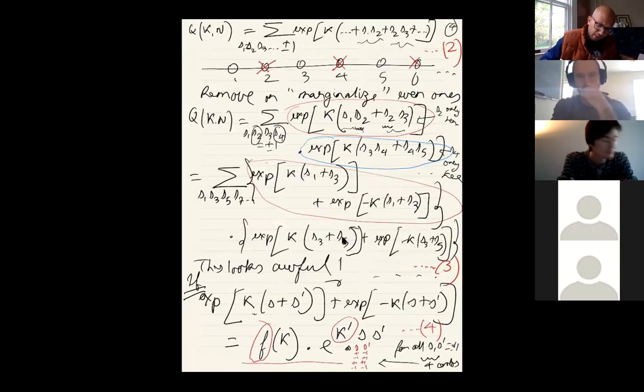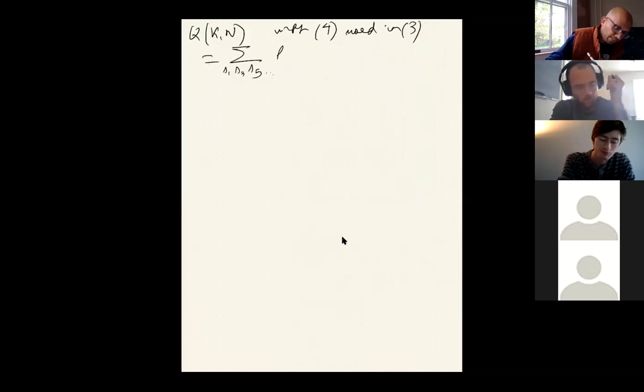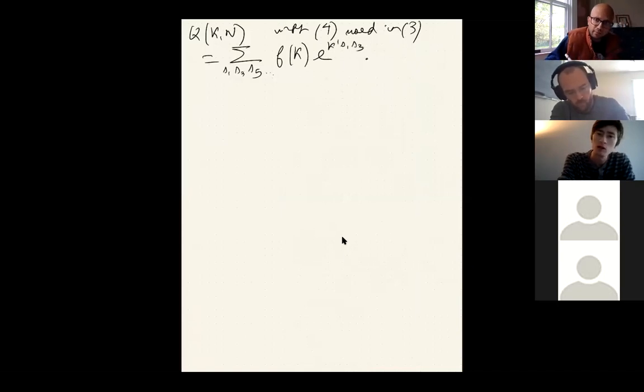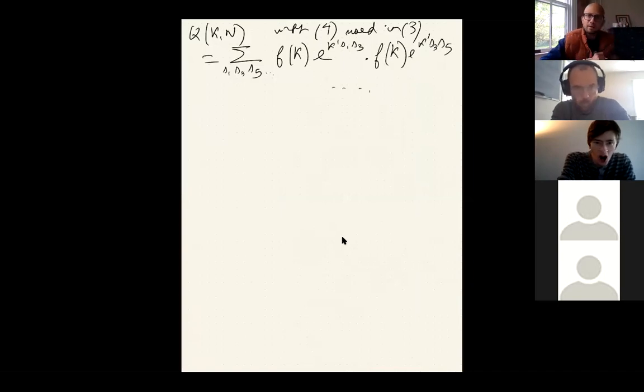Now that can be replaced by f of k e to the power k prime S1, S3. So this will become f of k e to the power k prime S1, S3. Now the S3, S5 will also contribute something that looks like f of k e to the power k prime S3, S5, dot dot dot. Now we have a very simple form again. The complication has disappeared, right?